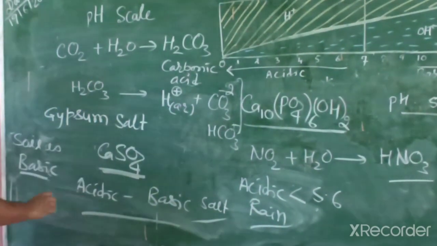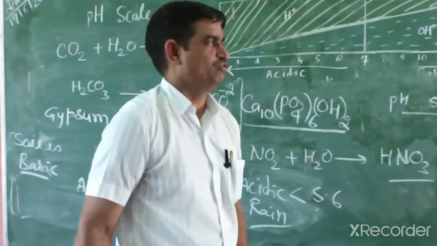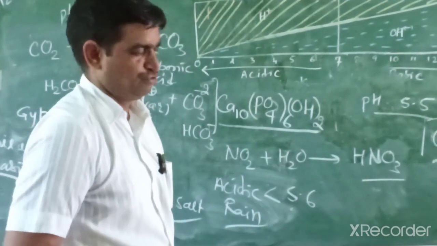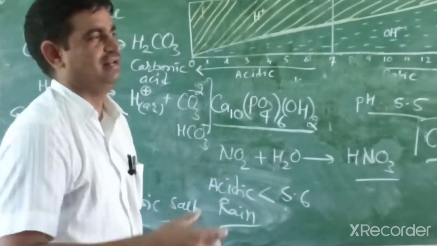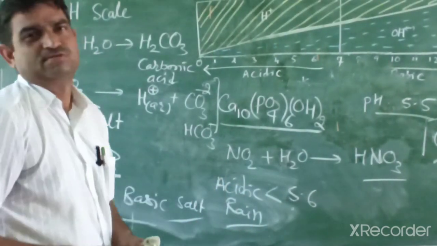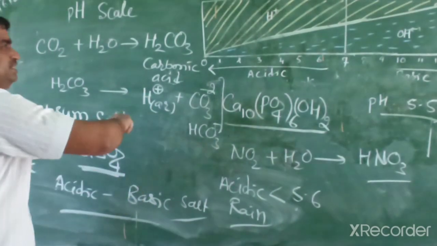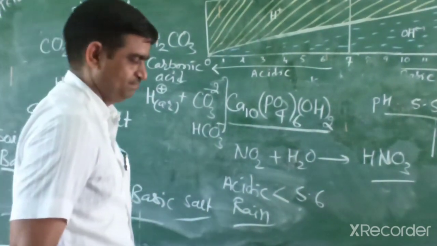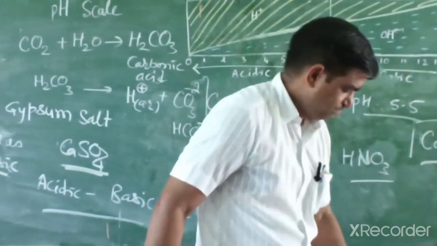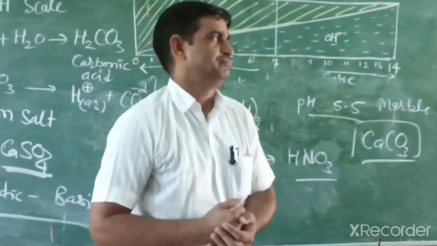So in a similar way, we can identify the importance of pH in our soil. If the soil is neutral, then plants can grow easily. If the soil is acidic or basic, they cannot grow easily. Another use of pH is in self-defense. We use pH in our self-defense.